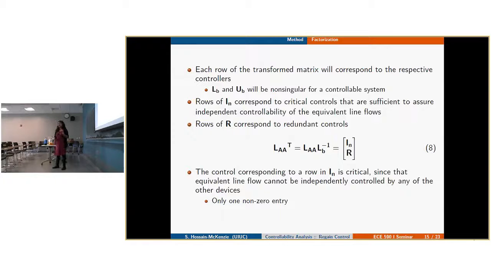And so the rows of IN correspond to the critical controls that are sufficient to assume independent controllability of the system. And so the control corresponding to a row in IN is critical, since the equivalent line flow on the column has no non-zero entry besides for that control, and so we can only control that equivalent line flow with that control, and thus it is critical for the system controllability. Whereas the rows of R correspond to redundant controls, where we have multiple controllers that can control that equivalent line flow. And so this is how we get our critical and redundant controller sets.